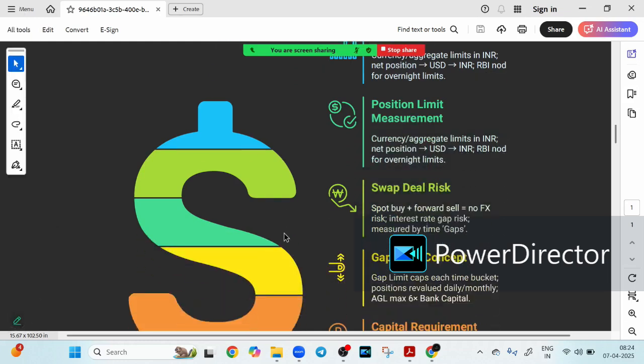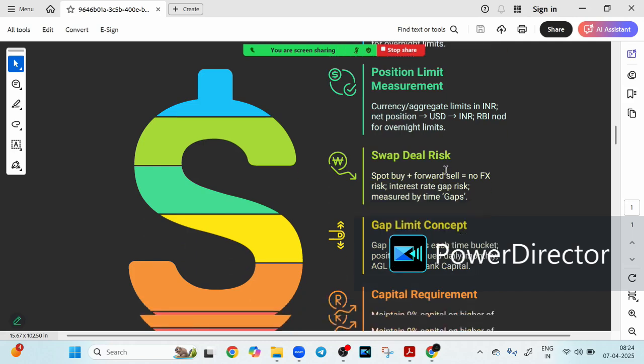If you look at how to measure the position limit, these limits are not random. They are measured meticulously, again in INR value, covering both individual currency and the overall position, right? Net positions are tracked continuously, and regulatory nods are a must for extended exposure. If you want to extend the exposure, you need to get a nod from RBI.